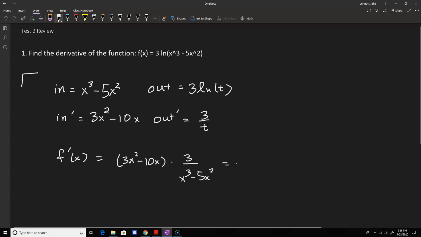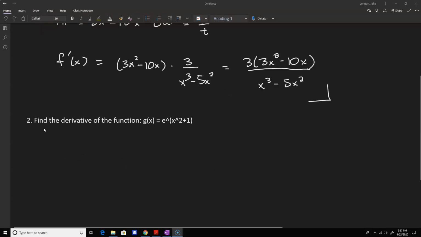And we can write that as a single fraction if we want. 3 times 3x squared minus 10x. Sorry, I meant 3x squared. Let me fix that. Divided by x cubed minus 5x squared. And that's it. Again, a lot of times these things won't simplify in any really direct way, so you just kind of leave them as is. So let's go ahead and move on to the next one.